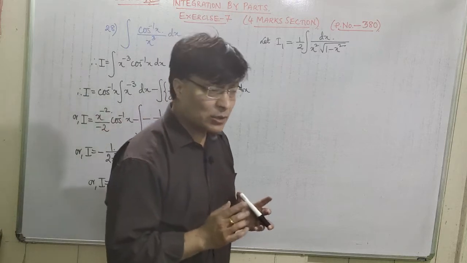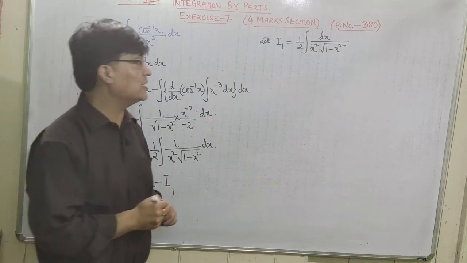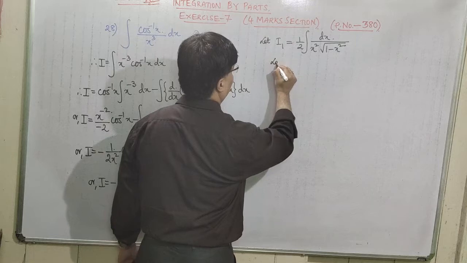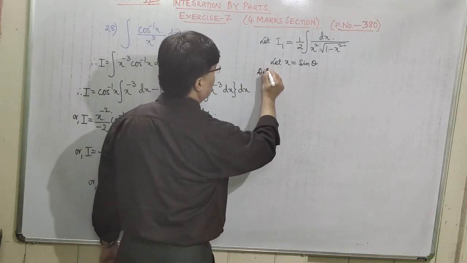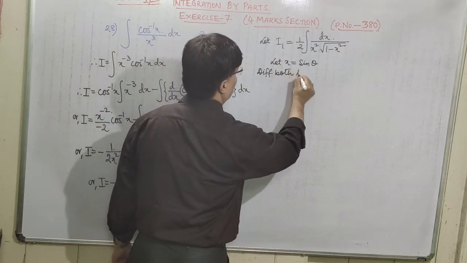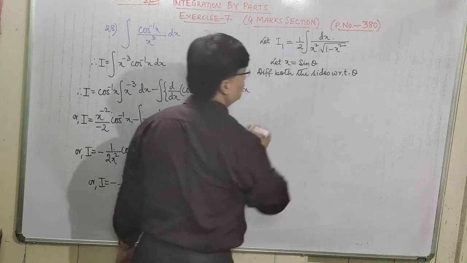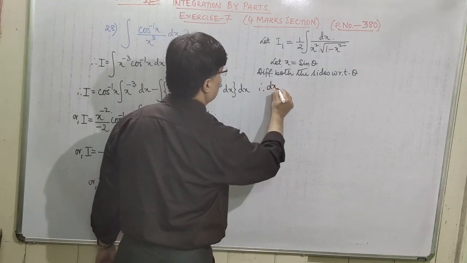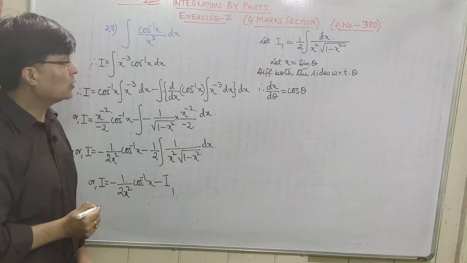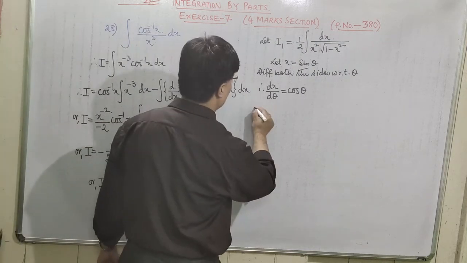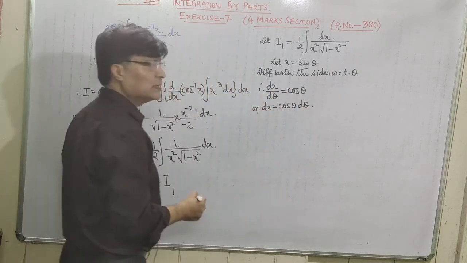I already told you that whenever there is 1 minus x square within a square root, you always put x is equal to sine theta. You know that, isn't it? So let x is equal to sine theta. Differentiating both the sides with respect to theta, dx by d theta is equal to cos theta. So let us do cross multiplication here. So dx is equal to cos theta d theta.